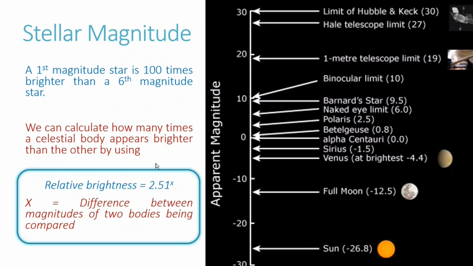6 minus 1 is 5. So just do 2.51 raised to power 5 in your calculator, and we can check whether this shows 100 value or not. 99.625. Great. So you round it off and it goes to 100. If you want to go more deep, this factor is basically 2.512. But as far as our accuracy is required, for our accuracy 2.51 is enough. So this formula gives us a method to compare the brightness of two particular celestial bodies.